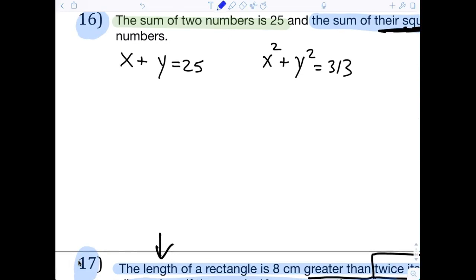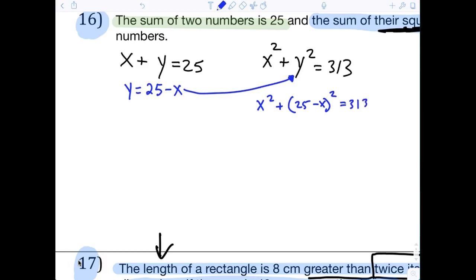What you were supposed to do is go back and look at how we solved this. This was y is equal to 25 minus x. Now, come on, this is the one that's kind of tricky, so you need to pay attention. Make sure you're with me. Then y is equal to 25 minus x, so we have to replace y with 25 minus x. So when I do that, I end up with x squared plus parentheses 25 minus x squared equals 313.